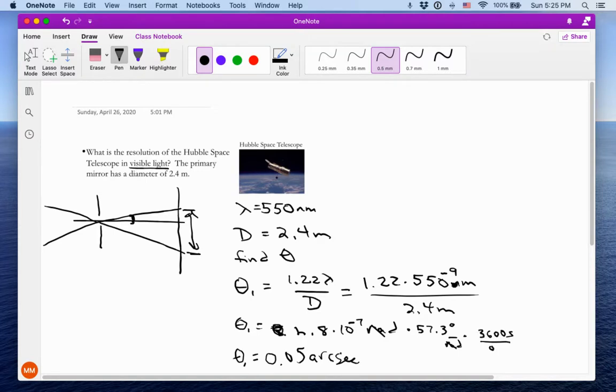And so if I were to write that, somebody in astronomy would say my resolution is equal to 50 milliarc seconds.